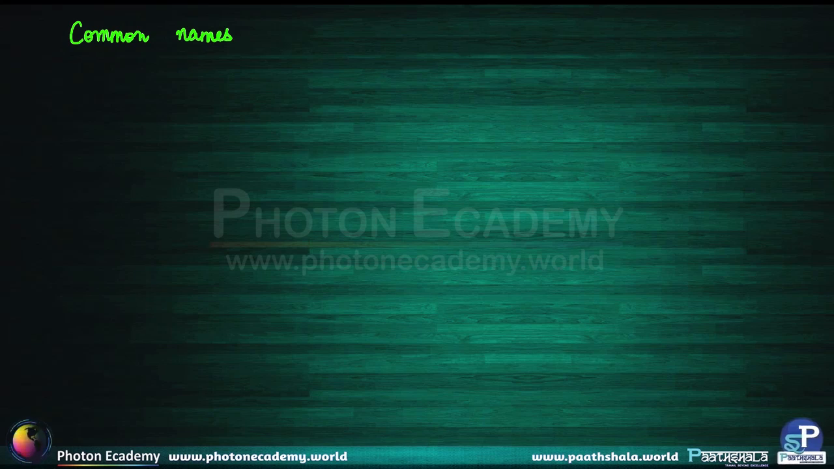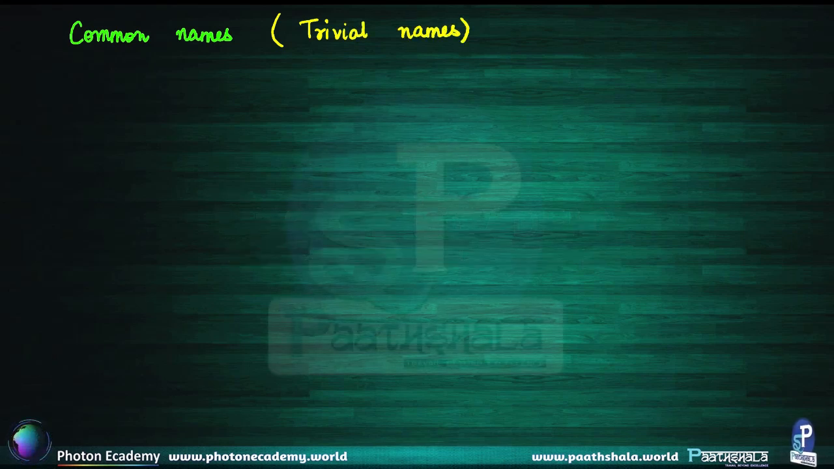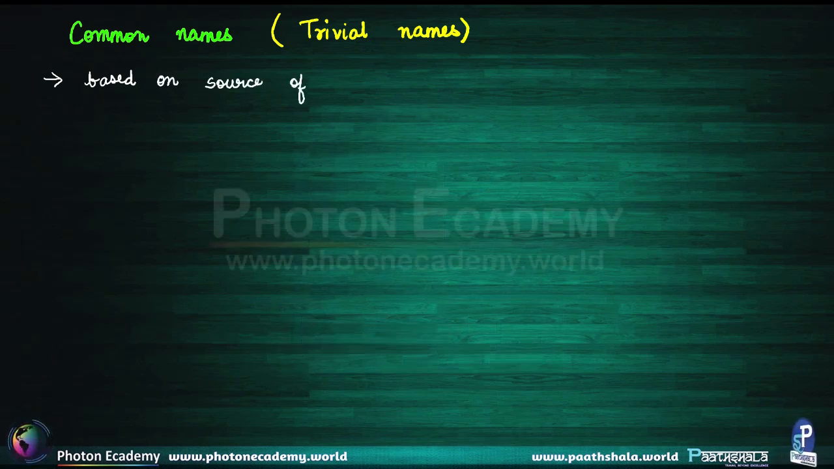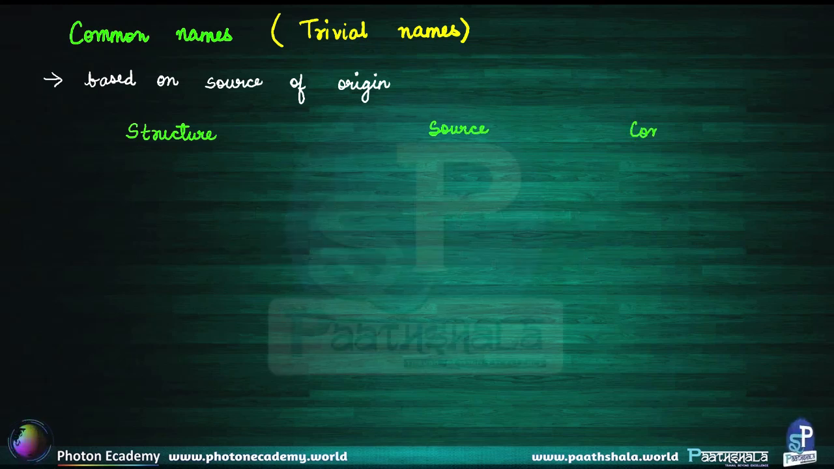now common names are also known as trivial names. And what are these? They are based on the source of origin. So common names are, firstly, we have to remember that they are based on source of origin. Now let us look at a few examples. So we'll be doing the structure along with their source, and then we will give them common names.